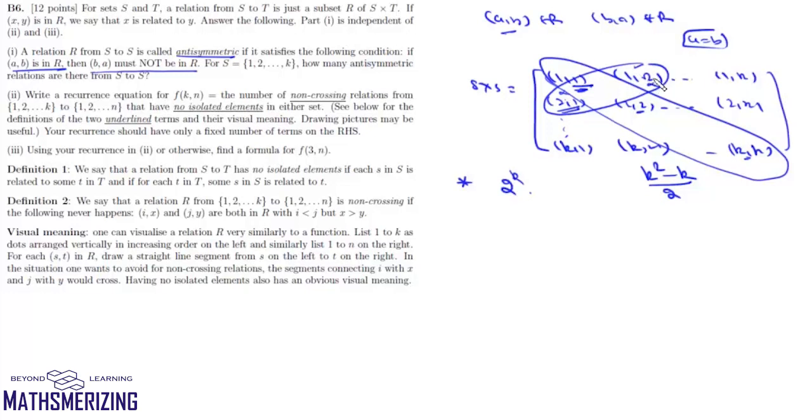So for this first pair, how many choices do we have? For this first pair, we have 3 choices. For the second pair also, we have 3 choices. And then for all the remaining pairs, we have 3 choices each. So the total number of anti-symmetric relations defined in the traditional sense will be 2 to the power K into 3 to the power (K square minus K) upon 2.